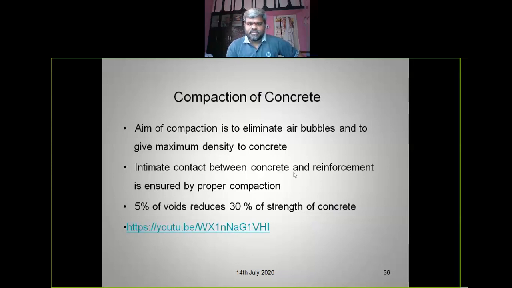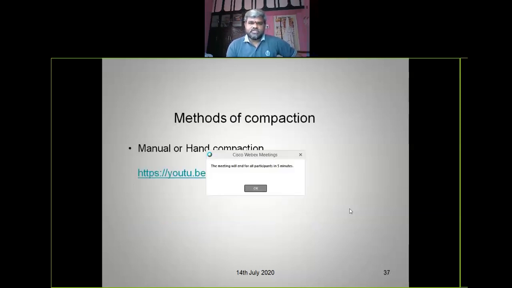Intimate contact between the concrete and reinforcement is ensured for proper compaction. As I said, 5% voids reduces 30% of strength, 10% of voids reduces 50% of the strength of the concrete. So, methods of compaction.